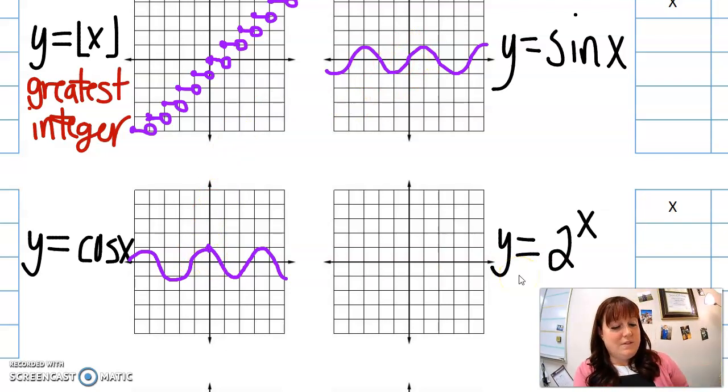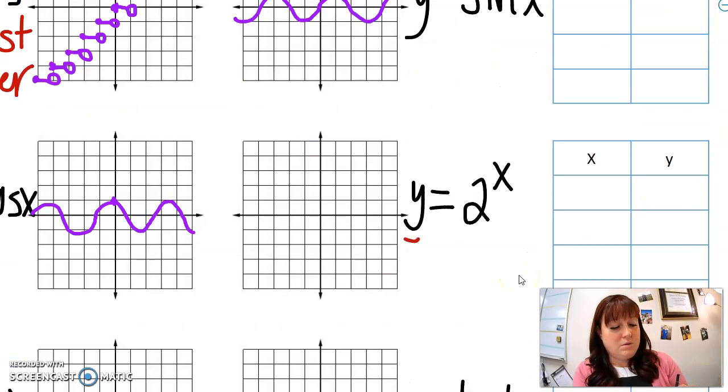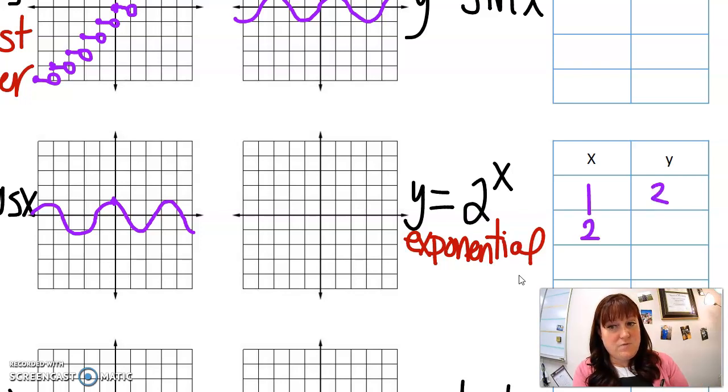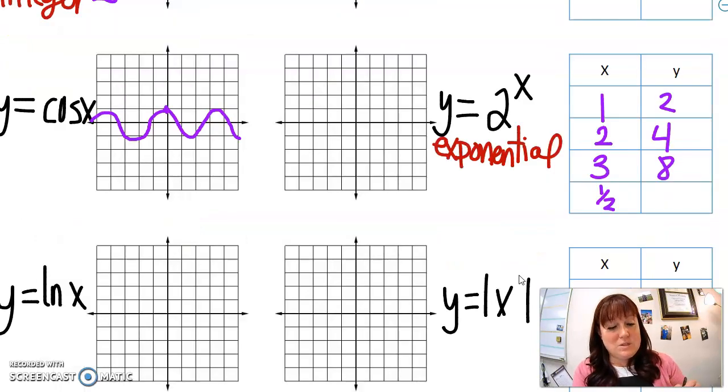All right, this one is called an exponential. And we could go ahead and do a chart for this one, right? When x equals 1, 2 to the first is 2. When x equals 2, 2 to the second is 4. When x equals 3, 2 to the third is 8. When x equals 1/2, you guys haven't actually learned this yet, but you might know what to do there. When x equals 1/2, it's actually the square root, so it gets smaller. So basically, this one looks like this.